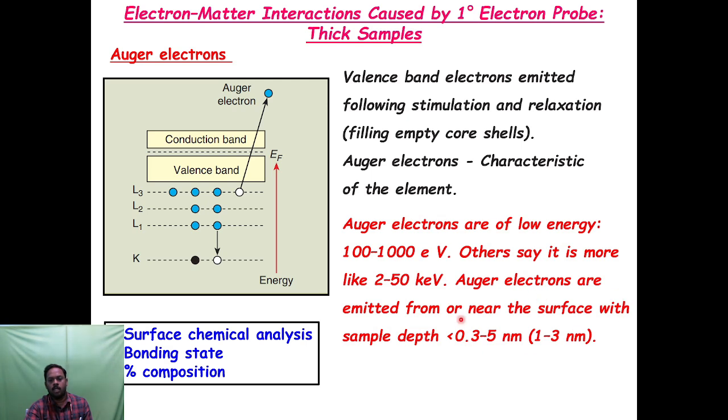Auger electrons are emitted from near the top of the surface, with a sample depth of approximately 0.3 to 5 nanometer. So these electrons are beneficial in analyzing surface chemical analysis, bond state and percentage composition of the elements present in the materials.